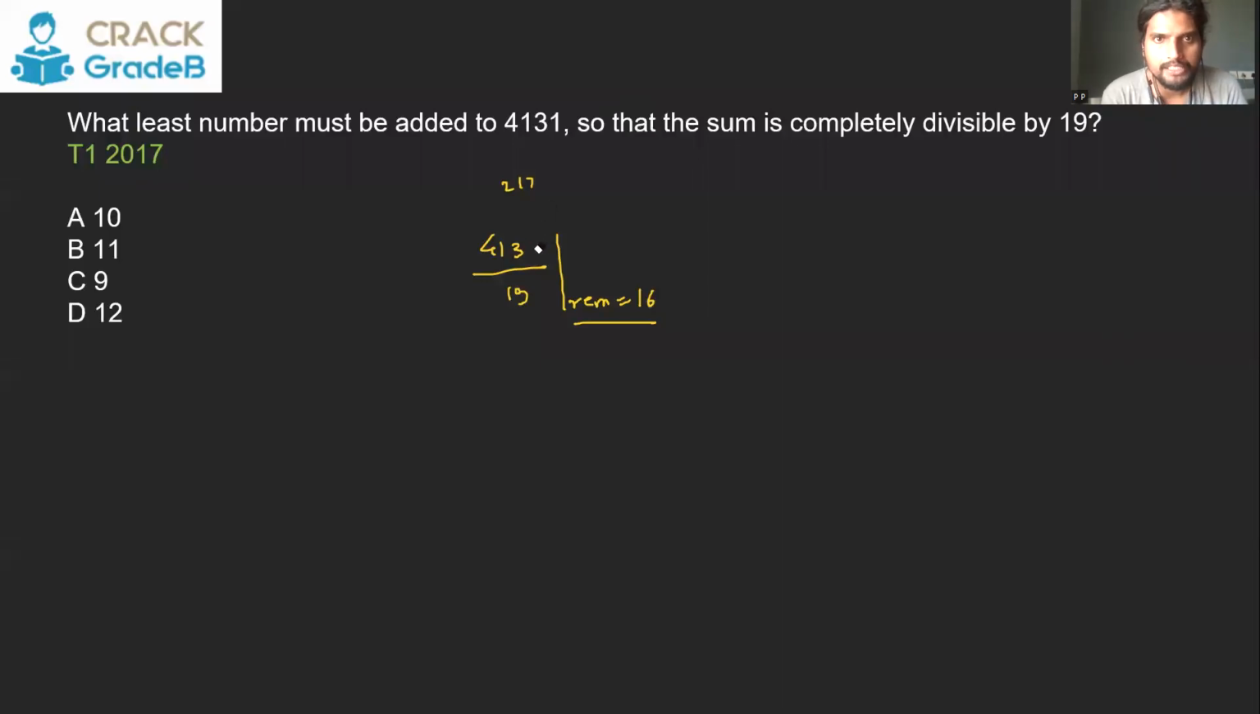Sorry, I made a mistake. It was 1 here. So 2, 3 goes. That means the remainder is going to be 8. So if the remainder is 8, that means this number already has 8 extra. We want a multiple of 19. So 8 already extra, so we'll have to add 11 more so that it becomes a multiple of 19. So the answer is going to be 11. Easy?